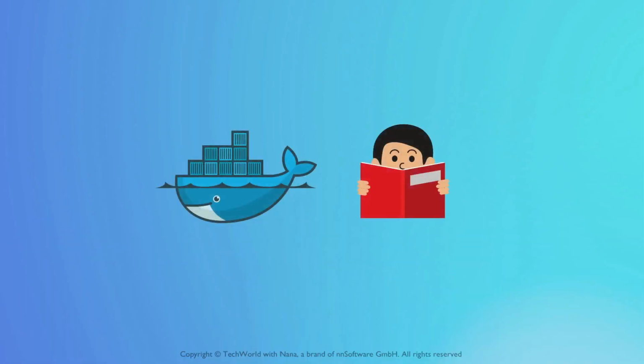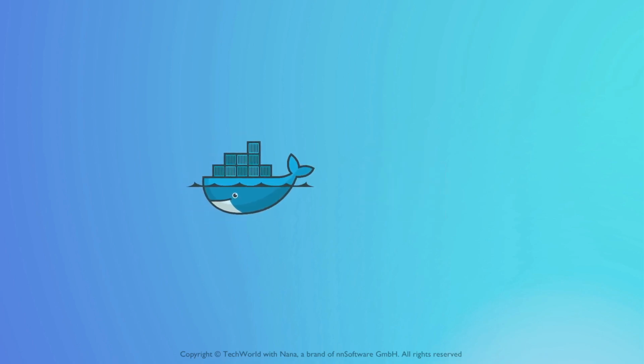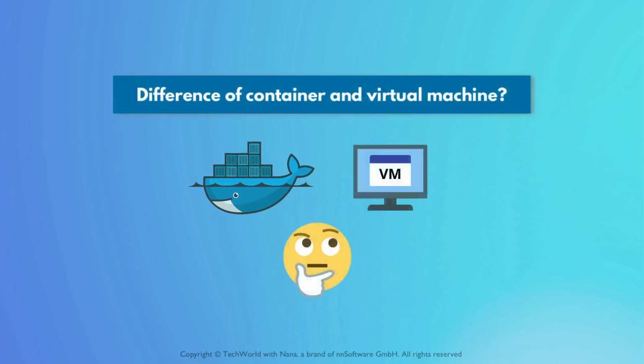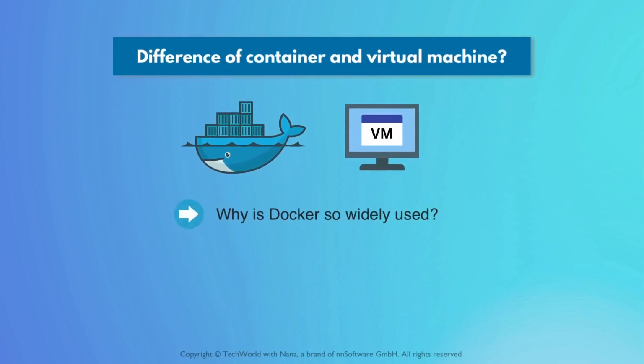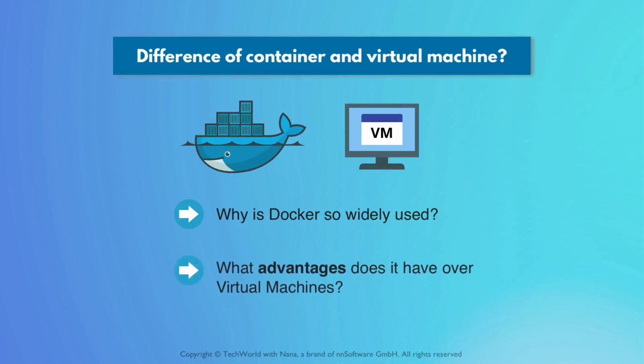When starting to learn Docker, one of the questions people have immediately is, what is the difference between a container and a virtual machine? Because Docker is a virtualization tool, just like a virtual machine. So why is there such a hype around Docker, and why did it become so widely used, even though we've had virtual machines available for a long time already?